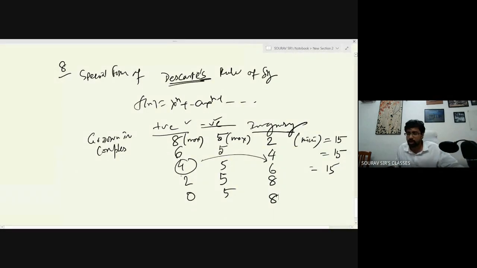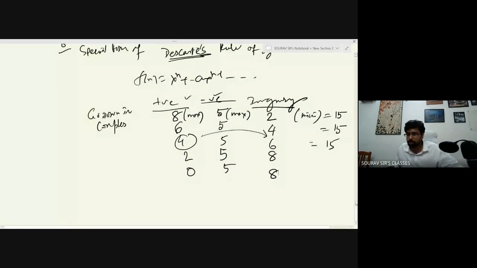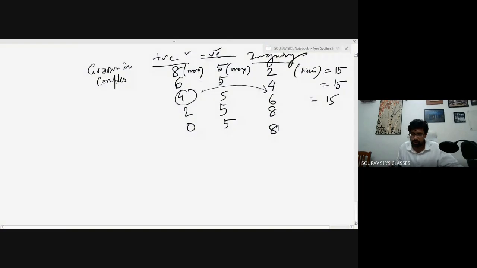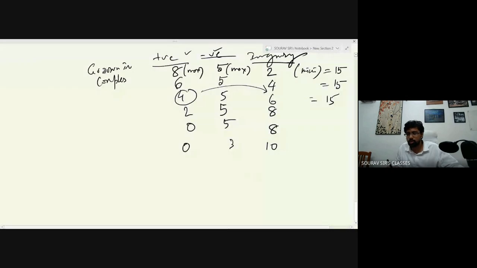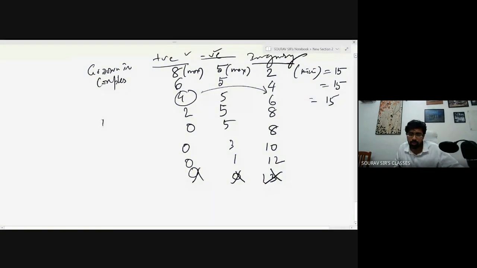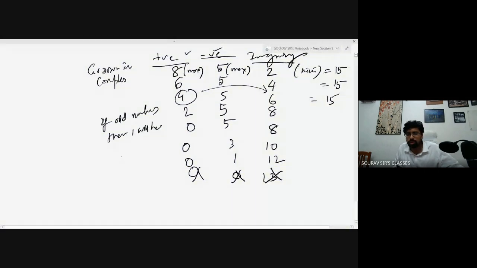I'm showing it in a separate way, but you can show it together as well. Then 0, 3, and 10 is a combination. Then 0, 1, and 12 is a combination, but this cannot go to something like 0, 0, 13. This is not a possible combination because this will only fall in couples. If it is an odd number, 1 will be left out at the end.